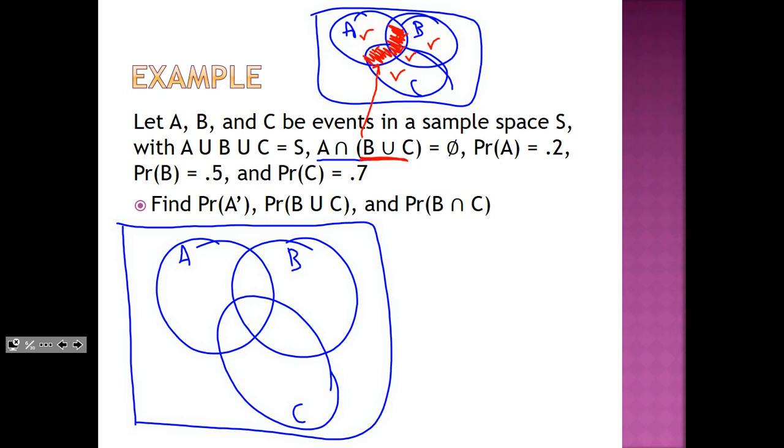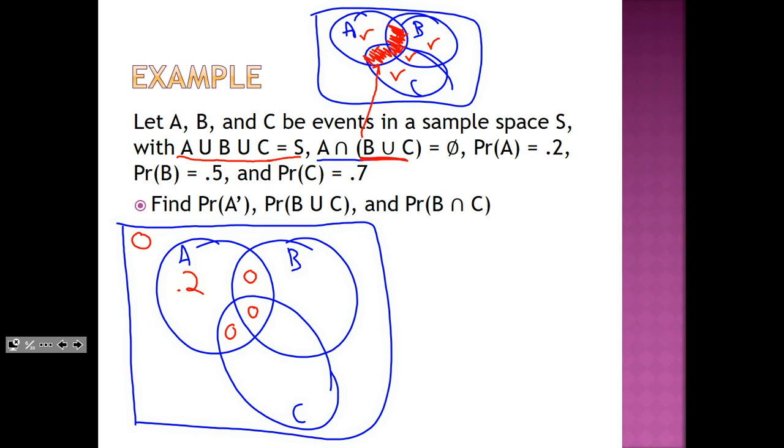Okay? So, going through our information now. A union B union C is my sample space, meaning there's nothing outside. That's what that's saying. A intersect the union of B and C, that's what we just found. That's the empty set, meaning we have zeros all throughout that area. The probability of A is 0.2. All that's left for A is this little part over here, so that's the 0.2. And then B is 0.5, C is 0.7. We don't have enough information yet to put those into the diagram.